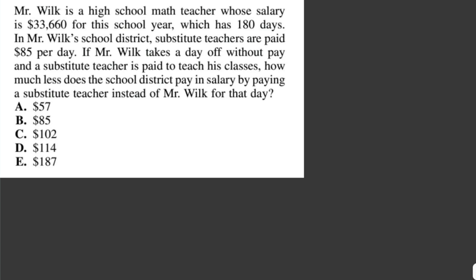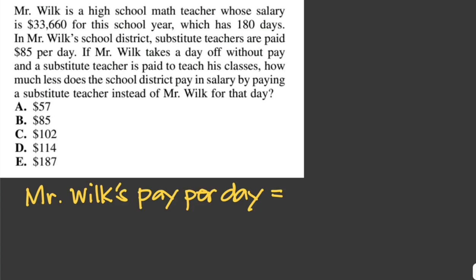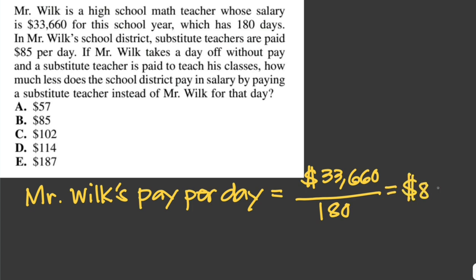To solve this, we need to find Mr. Wilk's pay per day first. Now, Mr. Wilk's pay per day is just we divide his annual salary, which is $33,660, by the total number of days he works, which is 180 days. And this would give us $187. So Mr. Wilk is paid $187 per day.